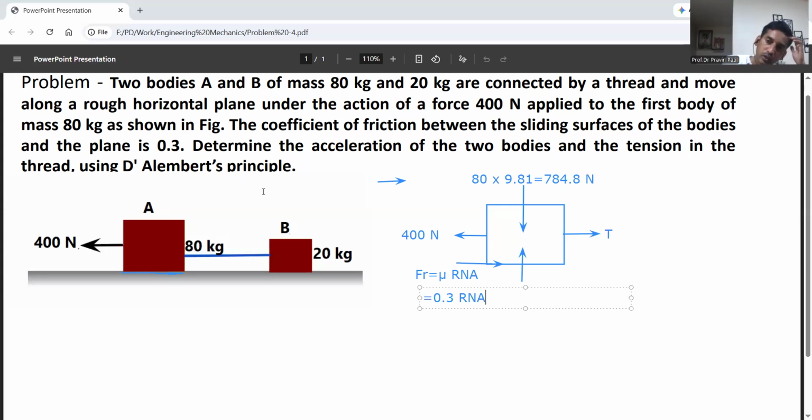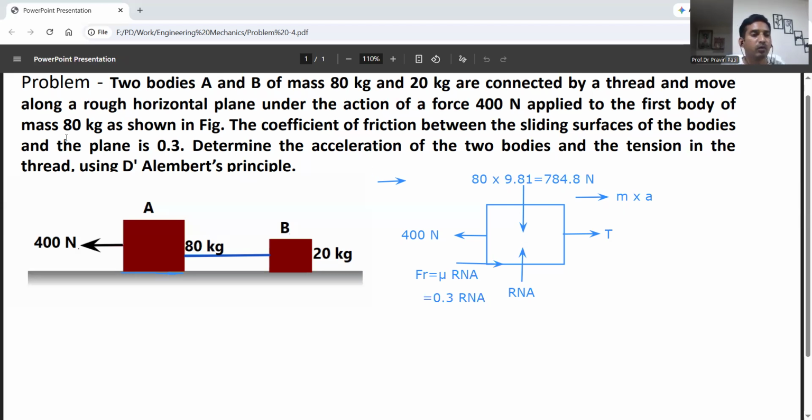Then this body is moving towards the left side. D'Alembert says that the inertia force, mass into acceleration, acts opposite to the direction of motion. As per the D'Alembert principle, mass into acceleration acts opposite to the acceleration of the body, or opposite to the applied force. The applied force is towards the left side, so mass into acceleration acts towards the right side.